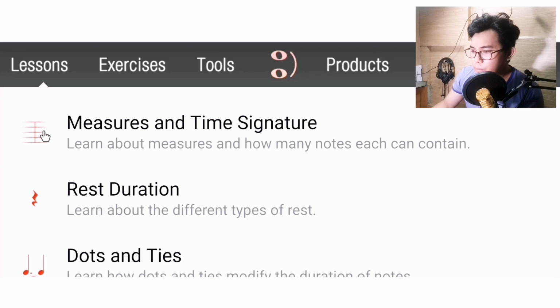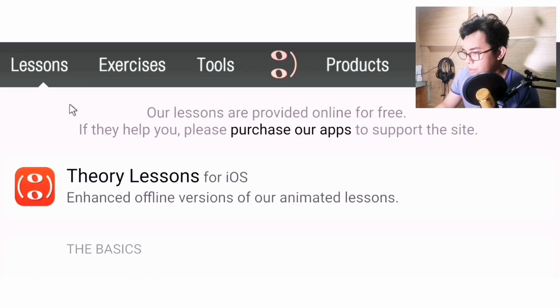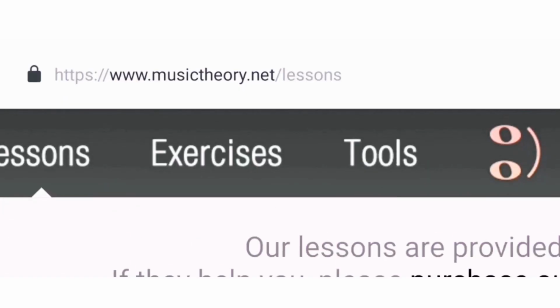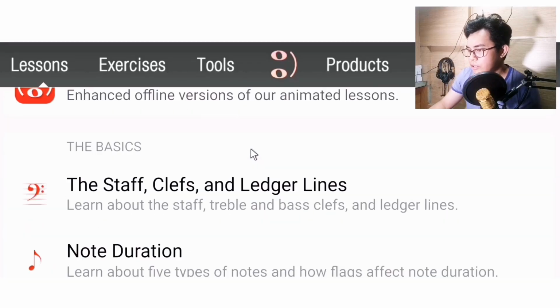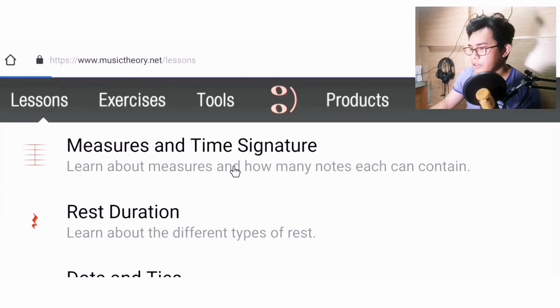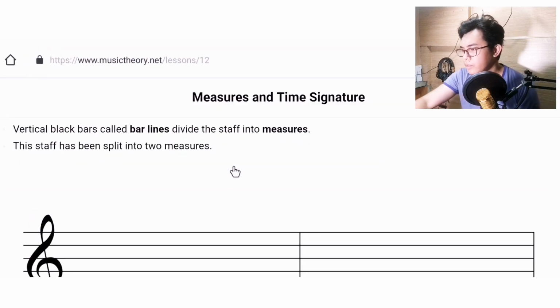About dun sa website, huwag kalimutan guys, musictheory.net/lessons. Okay, so let's go sa measures and time signature.